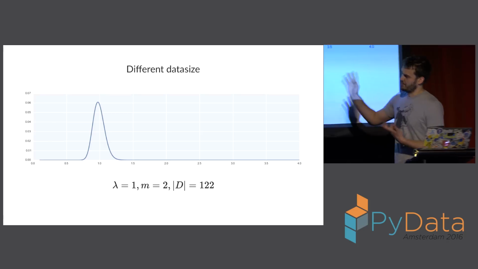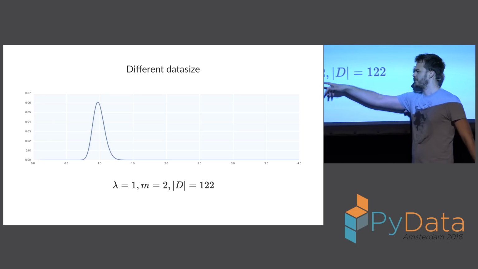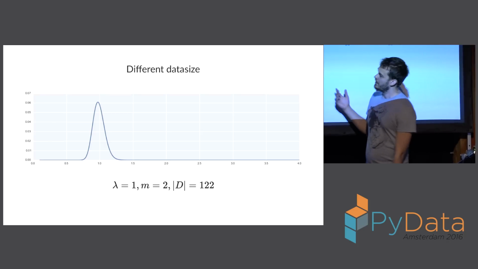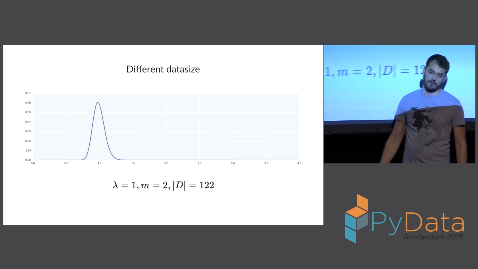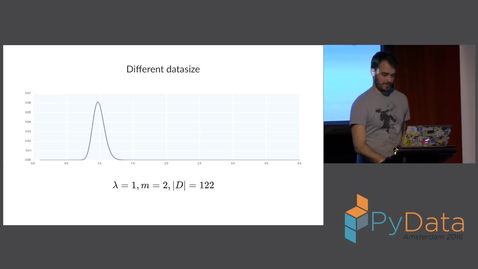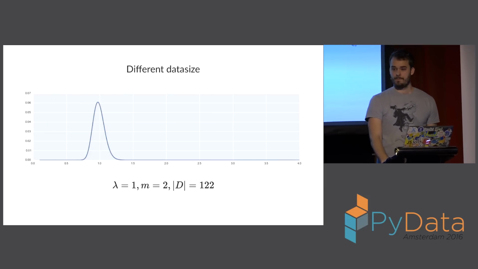So let's now say m is equal to 2 and lambda is equal to 1, and I'm doing this so I'll have more data points in my sample. And now suddenly, it really is going to start getting close to 1. So as I get more data, I'm able to update my belief accordingly.